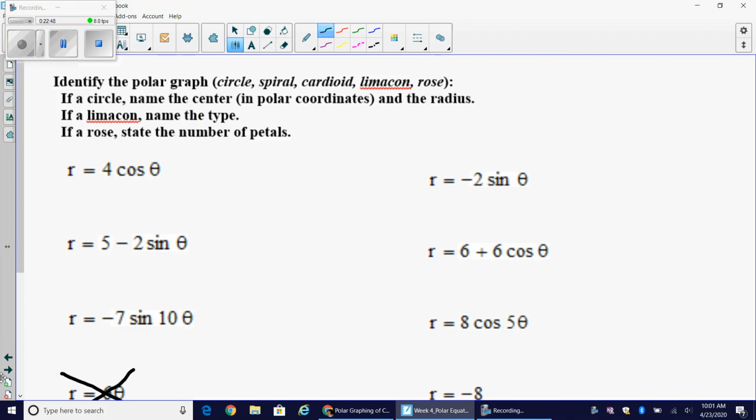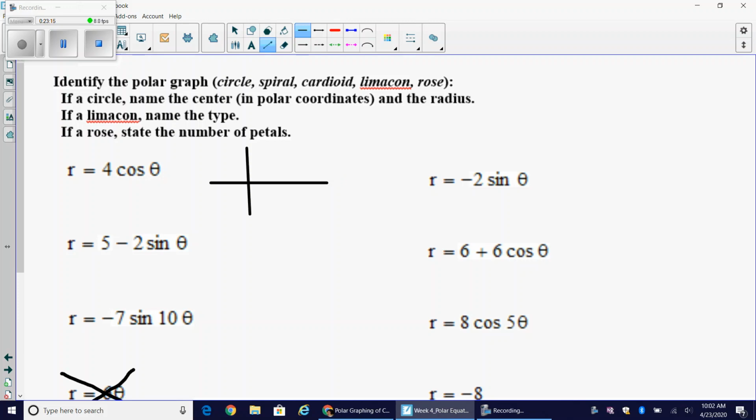So when I look at this function, I notice that there's nothing being added or subtracted to it. There's no constant. I have a scalar and I have the trig function. So that means I'm dealing with a rose. Now I need to think about where that rose would be. So the multiplier in front of theta is 1. So this is just a rose with 1 petal.